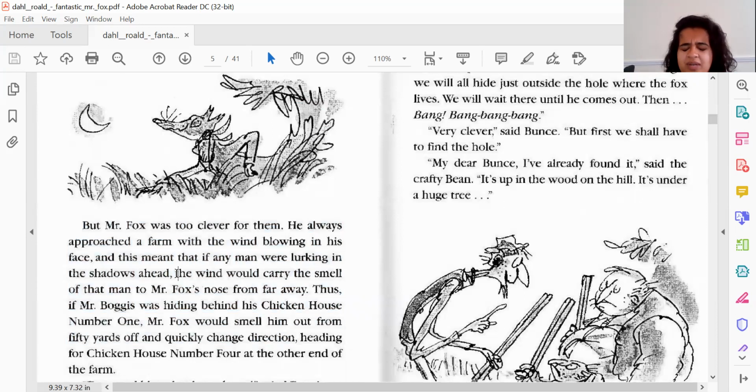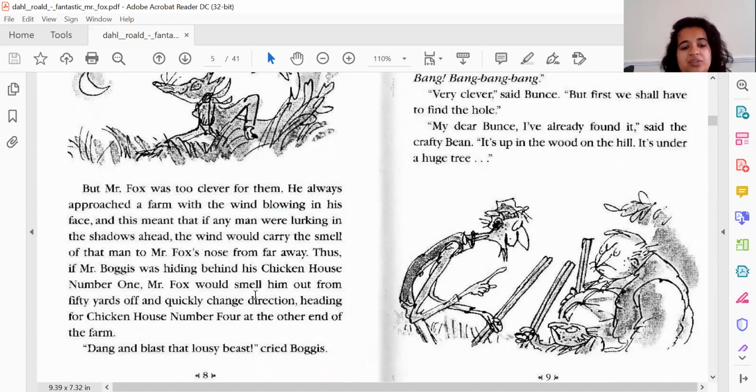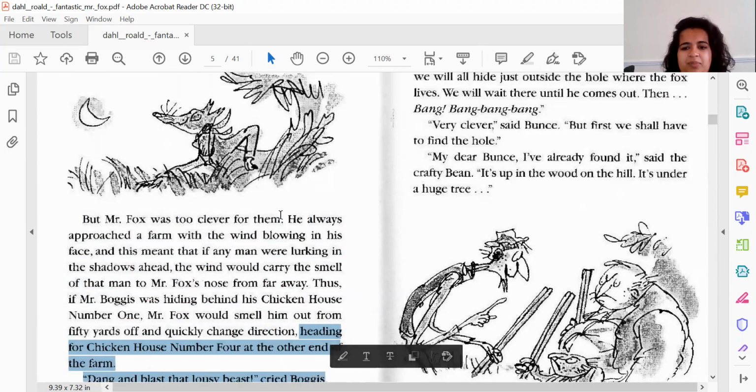So Mr. Fox was so clever that he would hide where the wind was blowing in his face. So then he could smell the farmers. And if he smelt them, he knew they were there. So he would go to a different place. He would head for chicken house number 4 at the other end of the farm. Dang and blast that lousy beast, cried Bogus. So you can see that they are not happy.